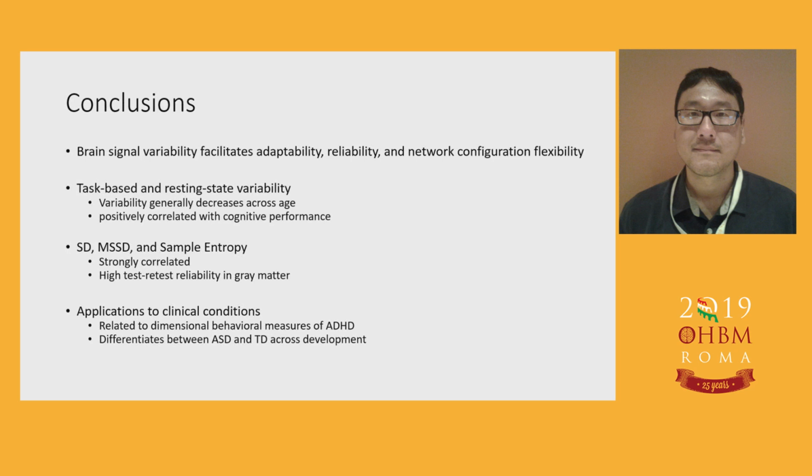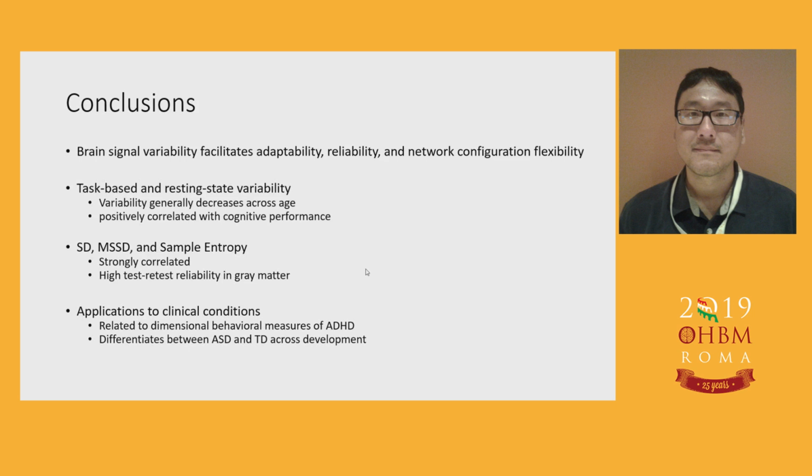So to wrap things up here, what we saw on the theoretical level, brain signal variability can be beneficial, not necessarily detrimental. On the micro level, it's theorized it facilitates adaptability and reliability. And then on the macro level, perhaps it facilitates network configuration flexibility. And then I showed you research looking at task-based and resting state variability. And essentially what we see there is that variability generally decreases across development and into old age. And it's also positively correlated with cognitive performance in that task research I showed you from Doug Garrett.